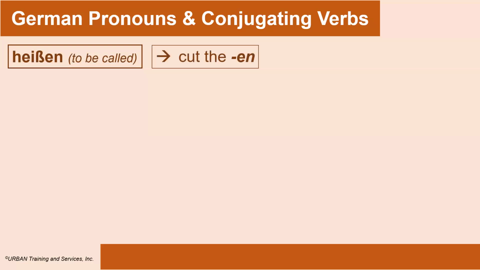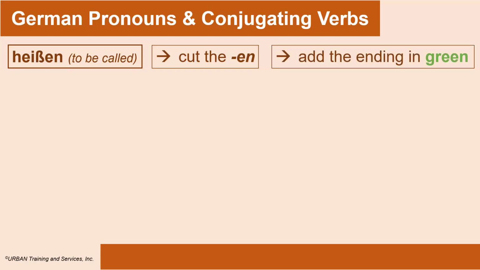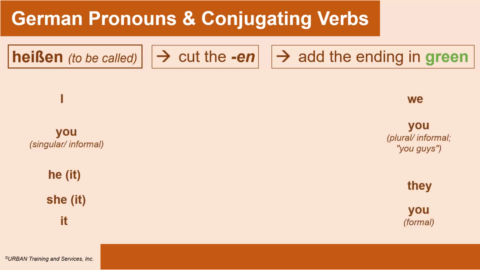So to conjugate them, you take away the -en ending, just cut the -en. And then you replace the ending with a green ending. So the list I'm going to show you has a green ending. That's the ending for each of the pronouns. What are the pronouns? Well, let's start with the English ones. I, you, he, she, it, we, you, they.